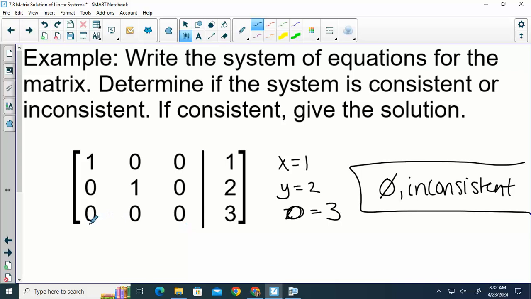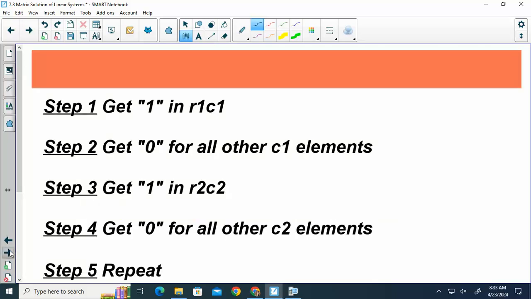Anytime you have all zeros equals a number, then that system is inconsistent. And if that happens in the middle of the problem, there's no need to keep going. You've already found that part, so you can stop and say inconsistent. All right, so our strategy. We have to be very careful about how we do this. We want ones on the diagonal, but if you do things in the wrong order, we have to add rows together to get zeros, and so we'll end up undoing our work. So we have to go in a very methodical process for this.